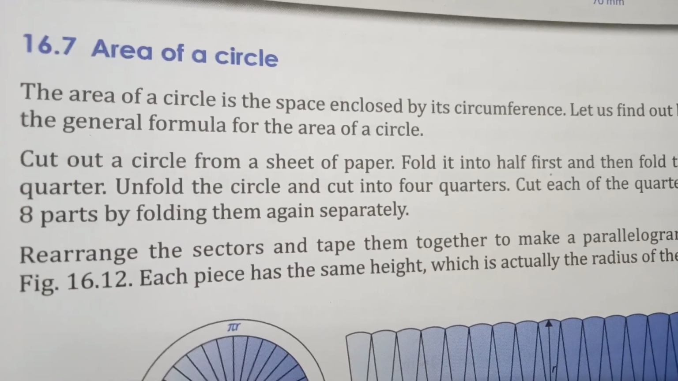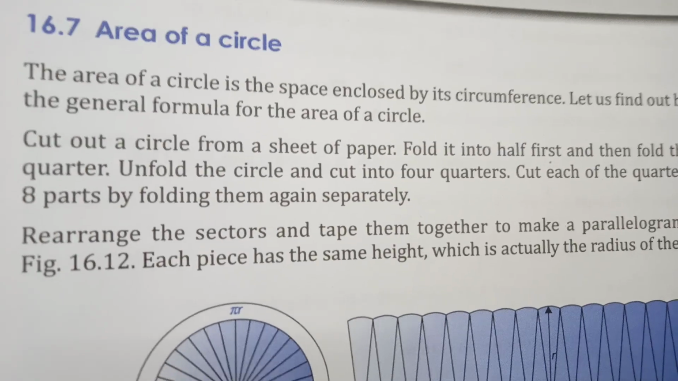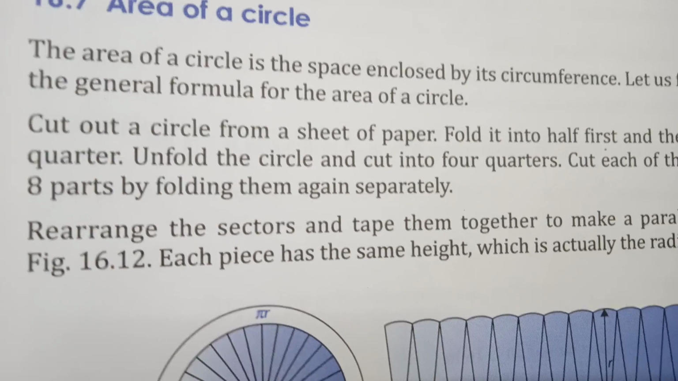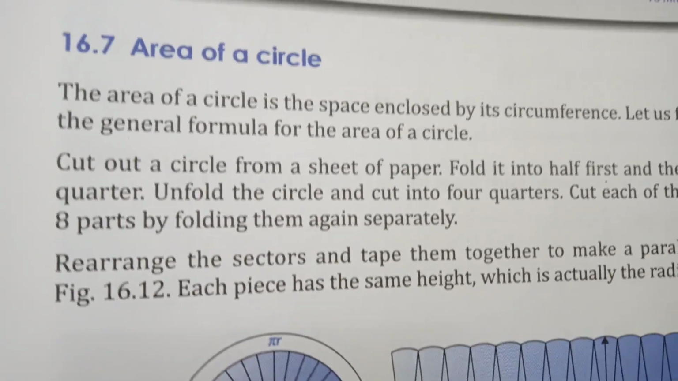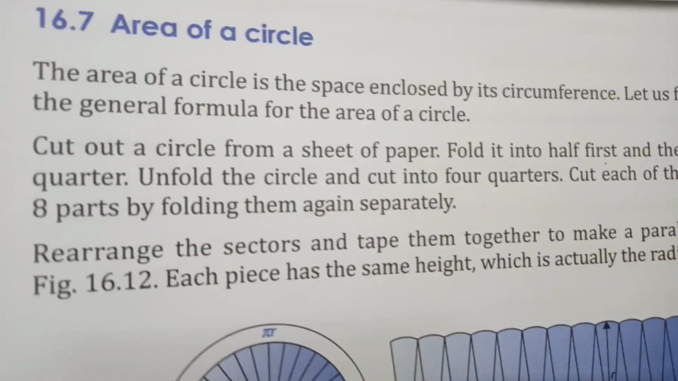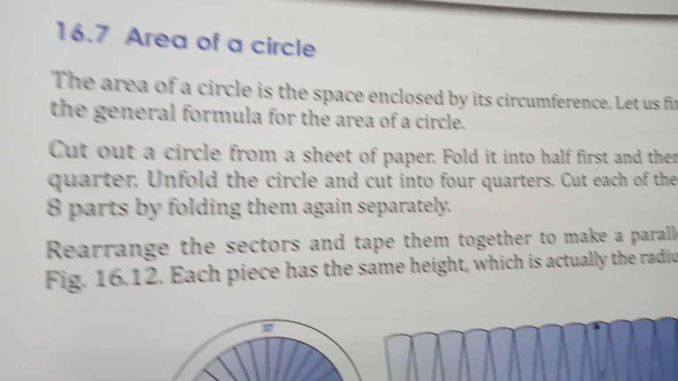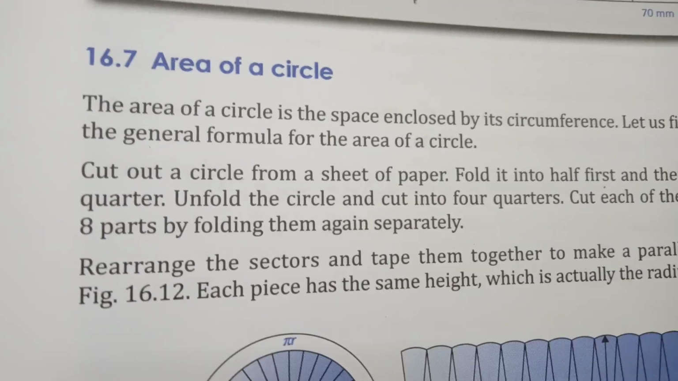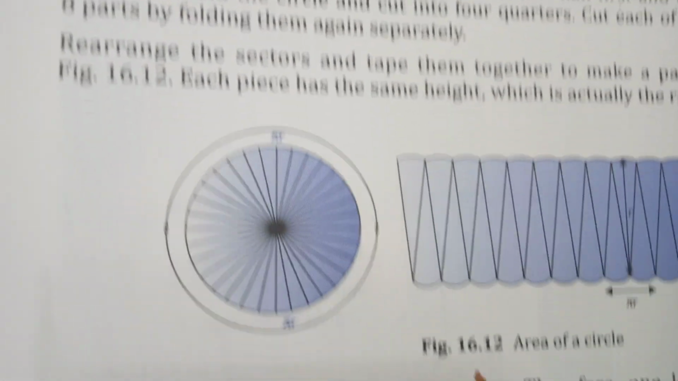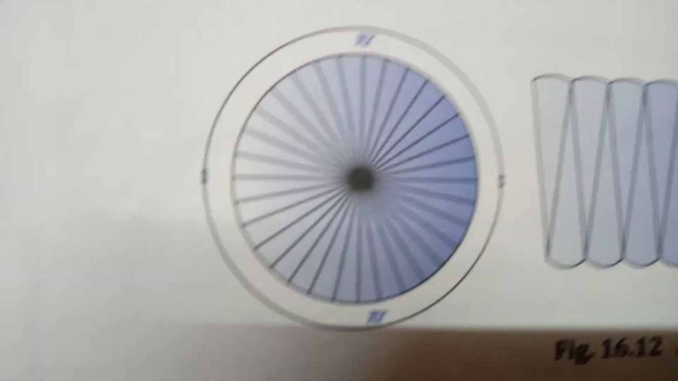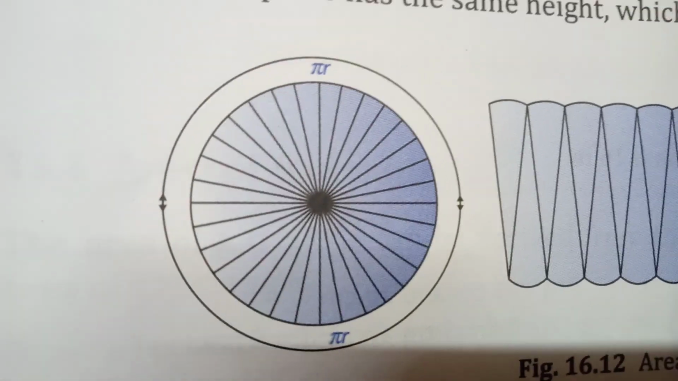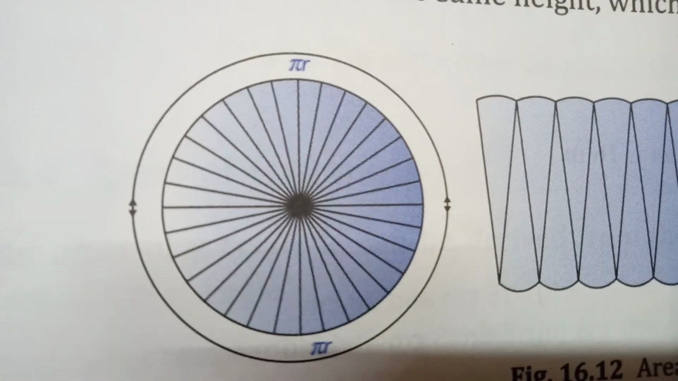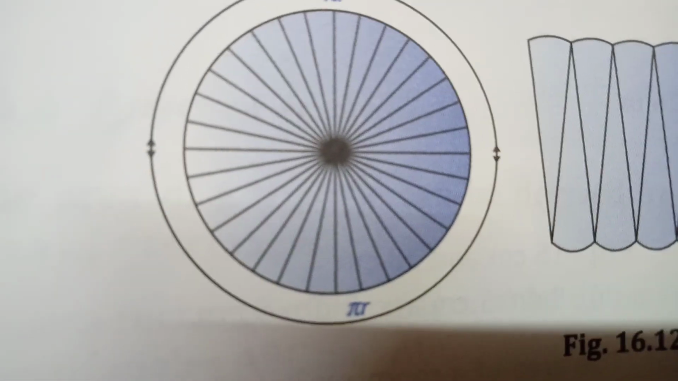Now we are seeing the area of the circle. The area of a circle is the space enclosed by its circumference. To find out its area, we have an activity. We are going to cut the circle into a number of parts. We divide the circle like this, and we are dividing that circle into parts.